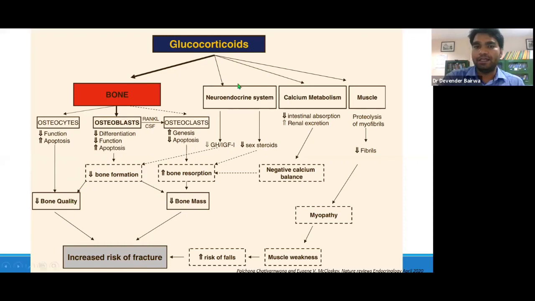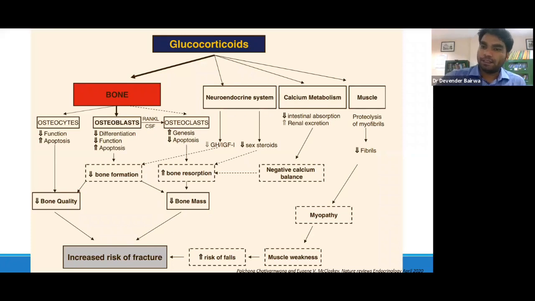In case of neuroendocrine system, we know if we provide steroid, there is suppression, there is less growth hormone, less IGF-1, reduced sex steroids, and all this will also lead to reduced bone formation. As far as calcium metabolism is concerned, steroids reduce intestinal absorption of calcium and increase its excretion. That will lead to negative calcium balance, again contributing towards the poor bone quality and bone mass.